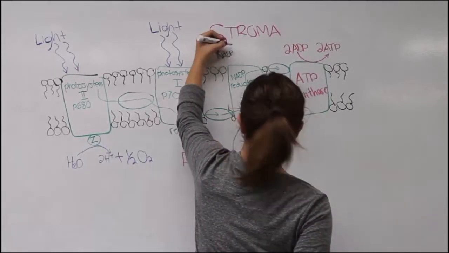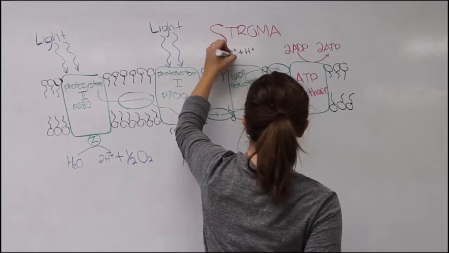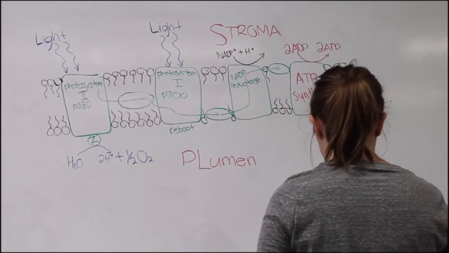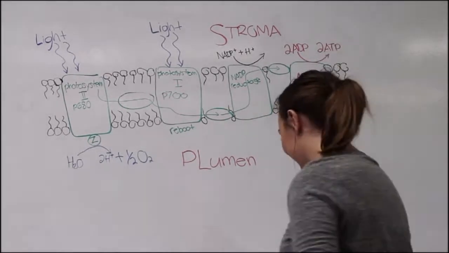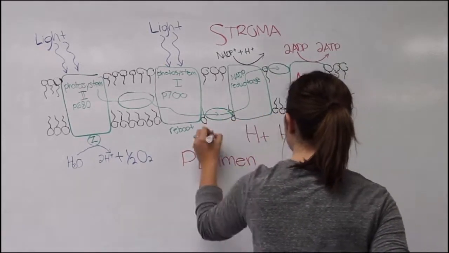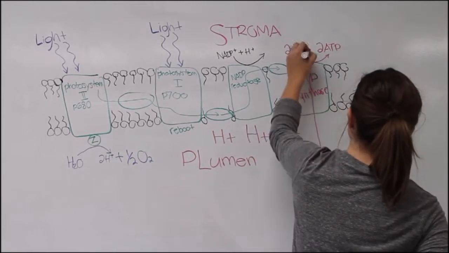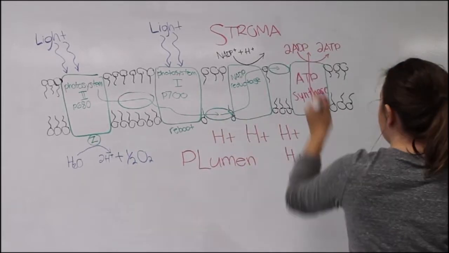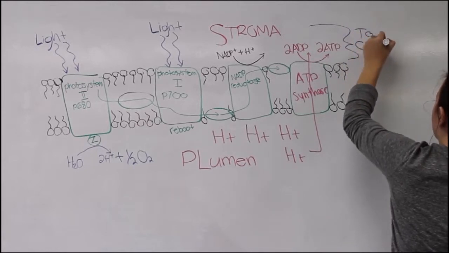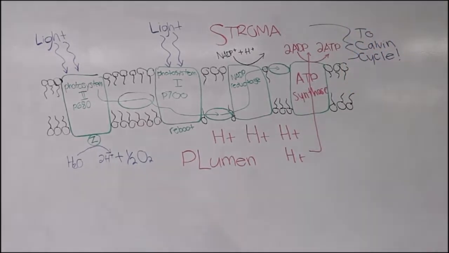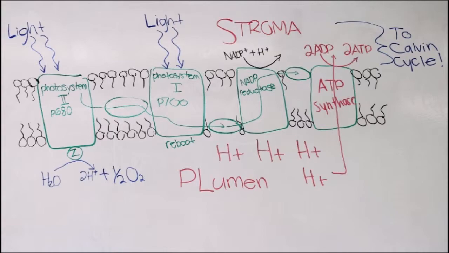I am showing how NADP+ combines with H+ to create NADPH. This is to further the concentration gradient, where there are more H+ inside the lumen. Now I'm showing 4 H+ traveling through the ATP synthase to create ATP. All of these products now head to the Calvin cycle.